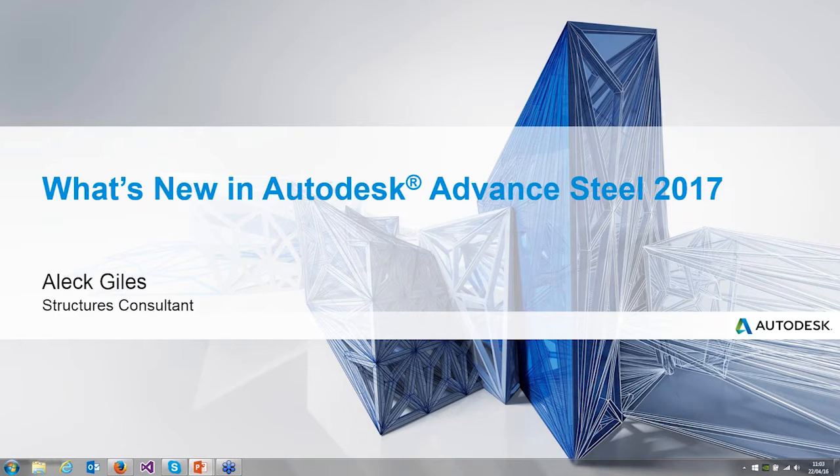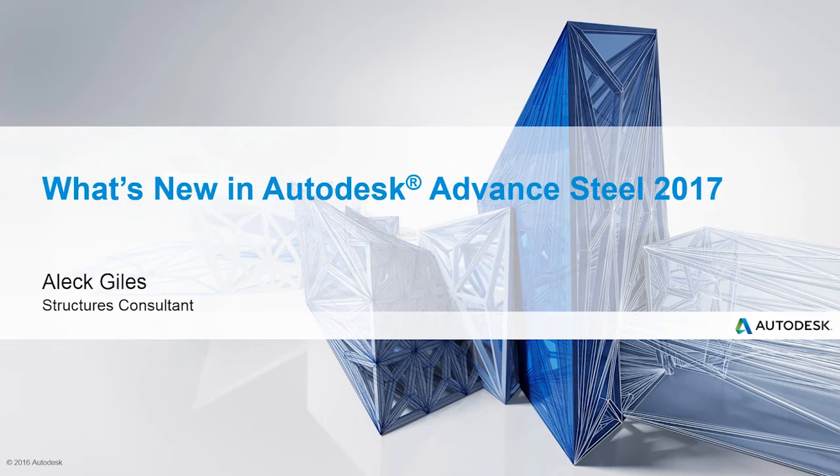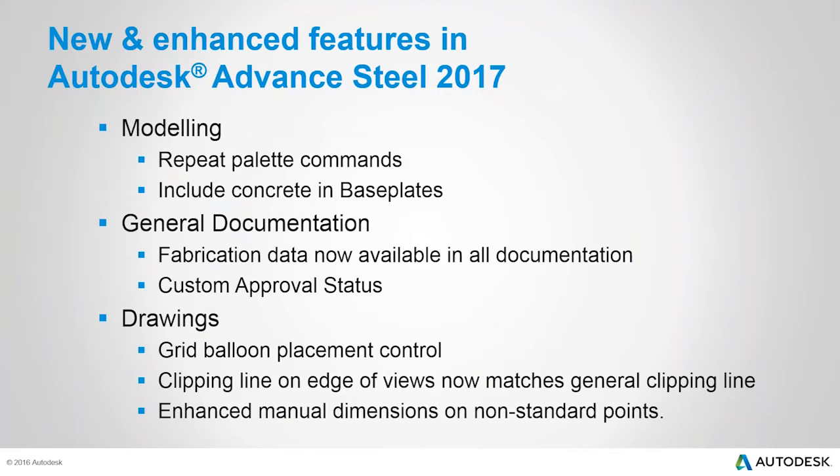So there are various help documents available telling you what's new in Advanced Steel. We've tried to pick out the salient points that we think are most relevant to our users, and we've split them into categories here. So under the modeling, the first thing that might please a lot of people is that you can now repeat commands if they've been taken from a palette. So something like rotate UCS about X or placing a joint, you can repeat. You can include concrete in base plates as well.